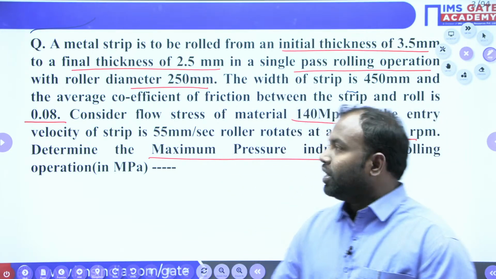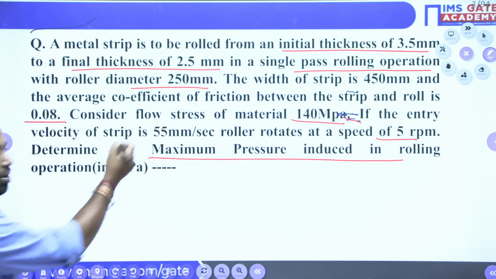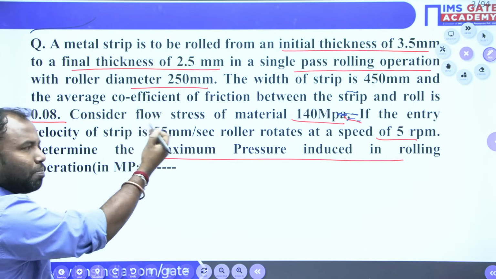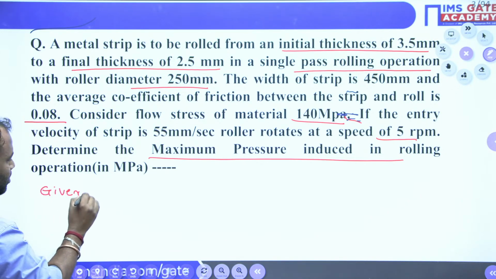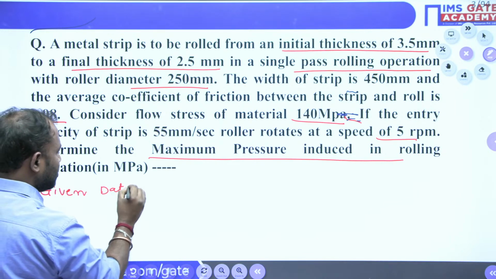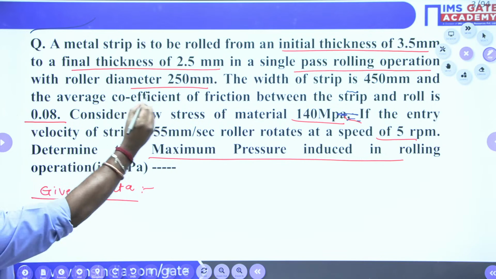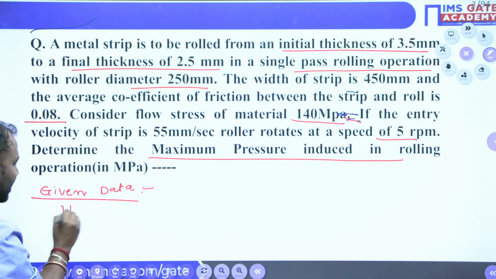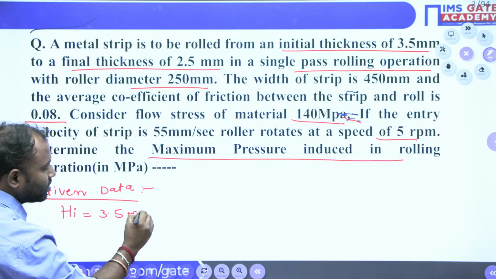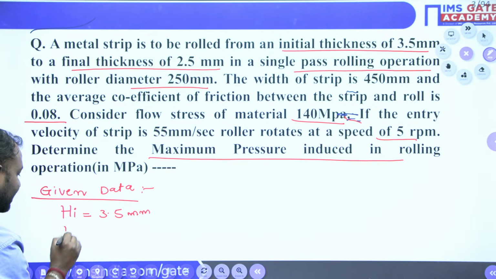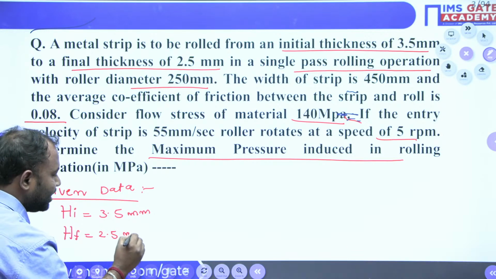Okay guys, now let us go to solve this problem. From the problem, write the given data first. Given data: initial thickness H initial is equal to 3.5 mm and final thickness HF is equal to 2.5 mm.